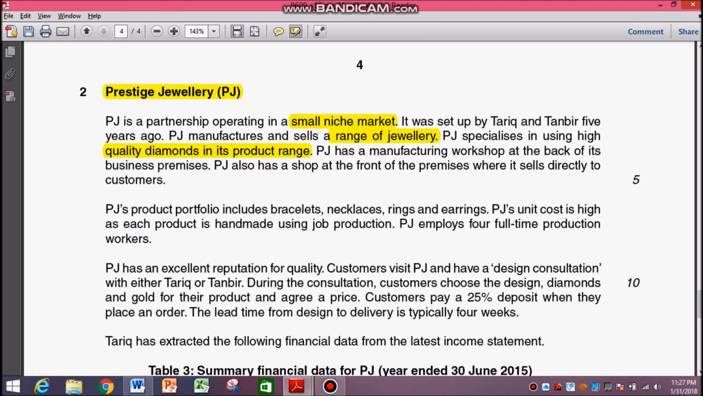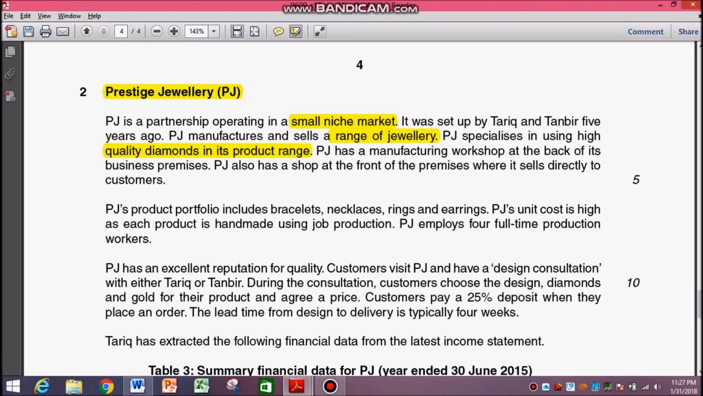So, since the prices keep fluctuating, it is very important to have a particular track of all the costs that are being incurred. So you get one benefit right now, that it's important to have accurate cost data in order to keep a track on the prices of diamonds and gold, since they are subjected to global fluctuations. An excellent application point. Alright, PJ has a manufacturing workshop at the back of its business premises.